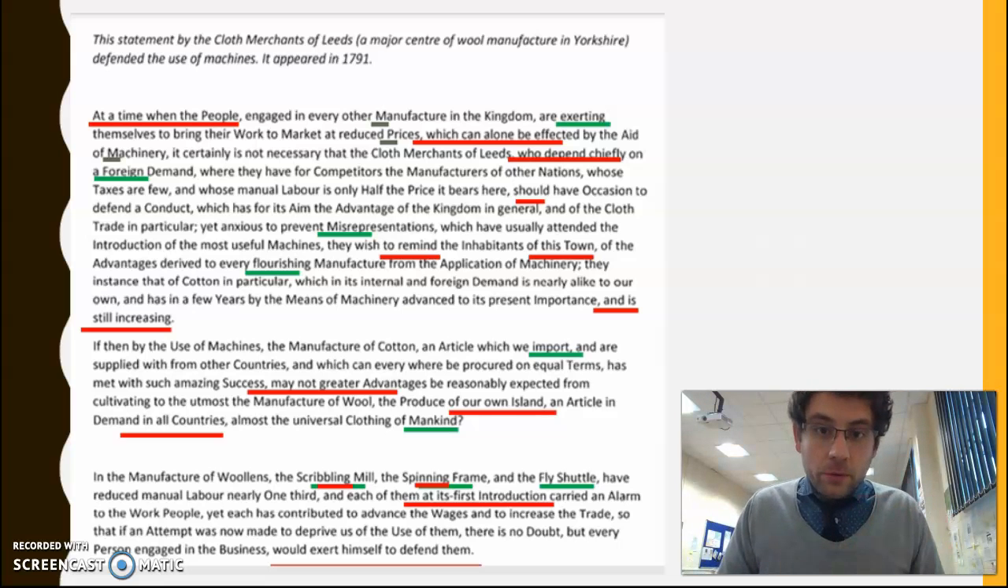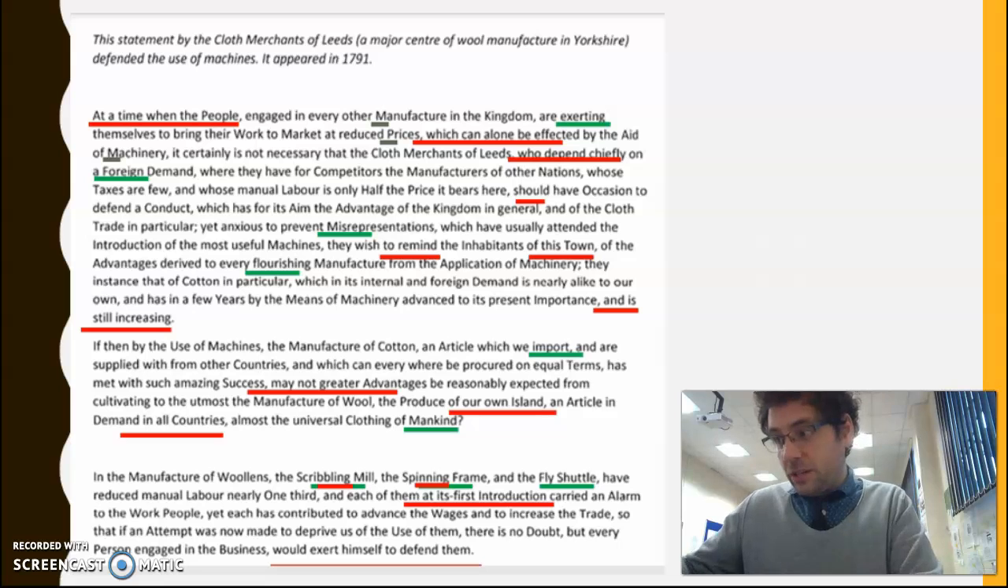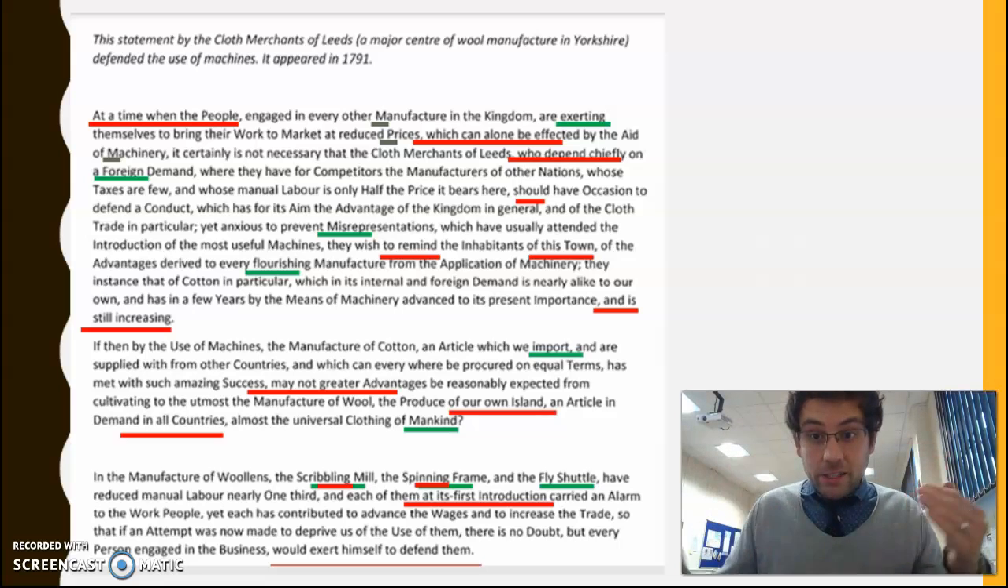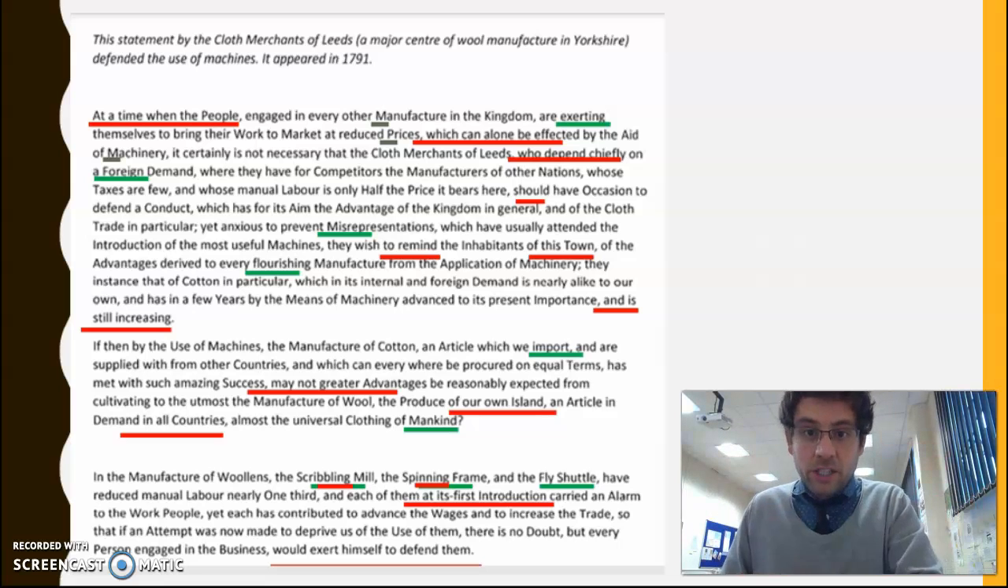We get the modal verb here. So labour is only half the price it bears here. Should have occasion to defend a conduct. I'd call that a deontic modal because I think it's about obligation. Okay, that fact that essentially we or the manufacturers need to defend these things. So again, the fact that this machinery is perceived here as being a real benefit, and that's that classic industrial revolution mindset. Technology leads to a human good.